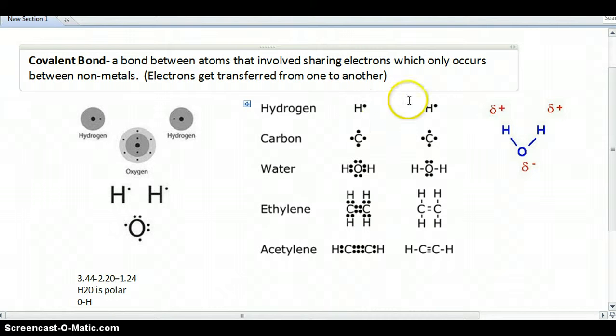You can see basically hydrogen, carbon, and water, and these are all in something called a Lewis dot diagram, which shows the number of electrons on the valence shell.